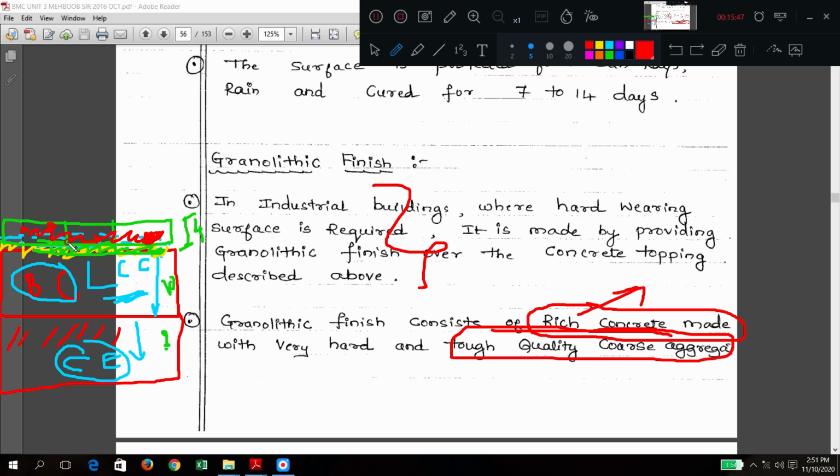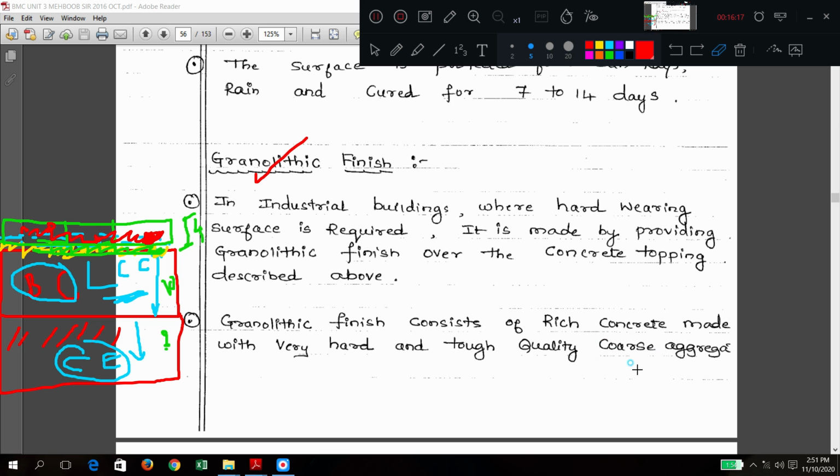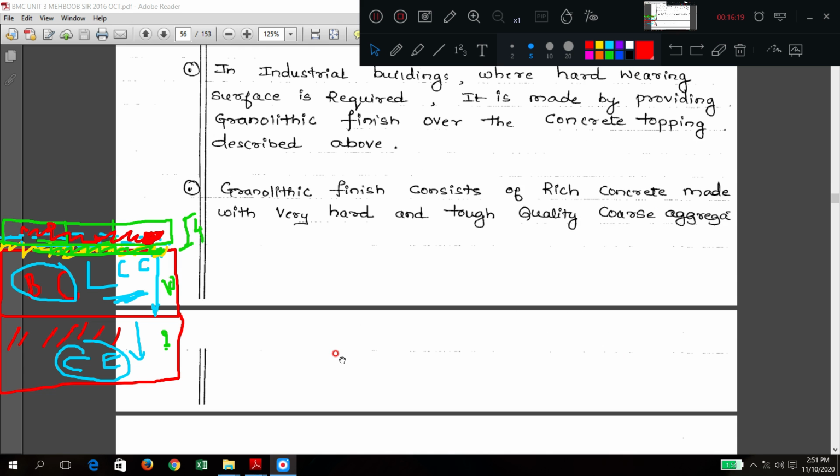Tough aggregate means what? They are very strong in resisting abrasion, no? So wear and tear is there, but still they will resist. Why? Because they have very rich cement and also coarse aggregate. So this is called a granolithic finish. Grain means you are giving some granular structure in the form of coarse aggregate, so that is why it is used in industry, granolithic finish.